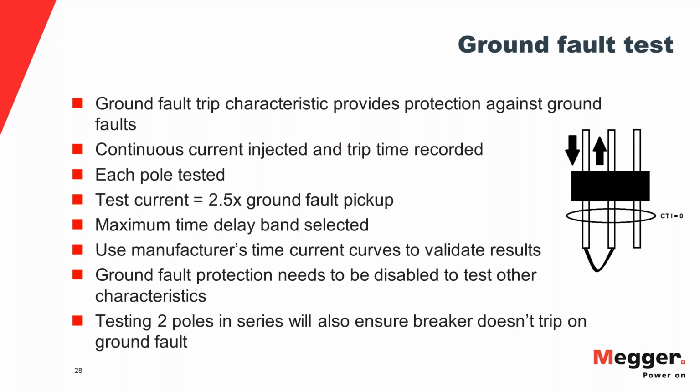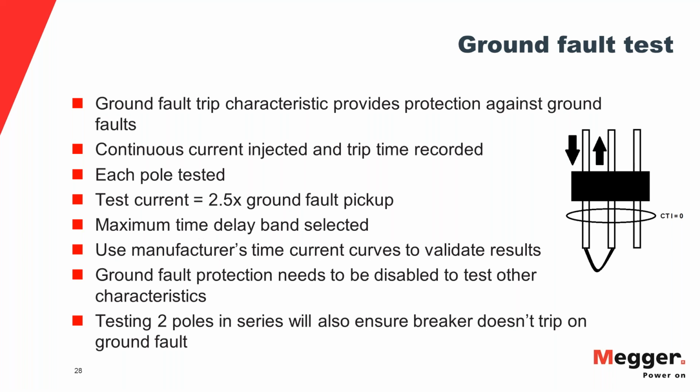If you don't have the ability to disable the ground fault protection on the trip unit, you can run the other tests by connecting the 2 poles in series, as shown in the figure. When you connect in this manner, the currents that flow through the 2 adjacent poles are in opposing directions, and the resultant current measured by the ground fault CT is 0. So the breaker doesn't trip on ground fault.